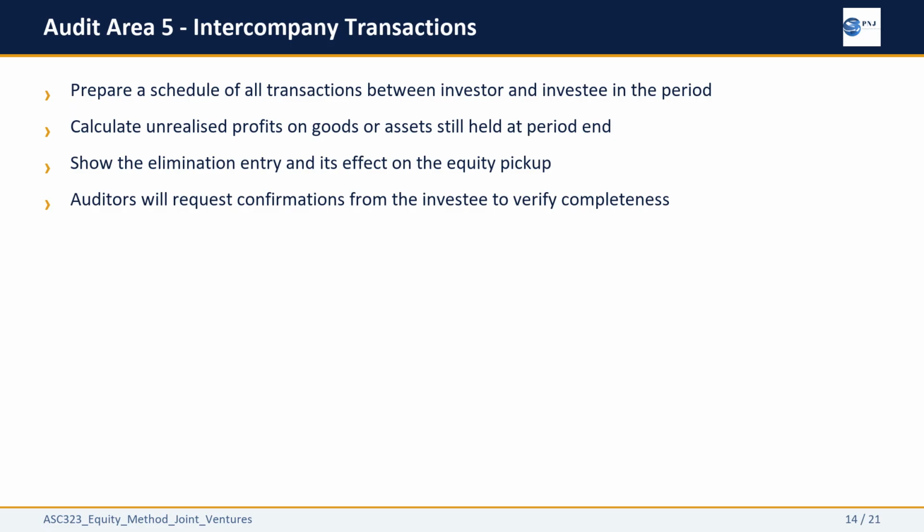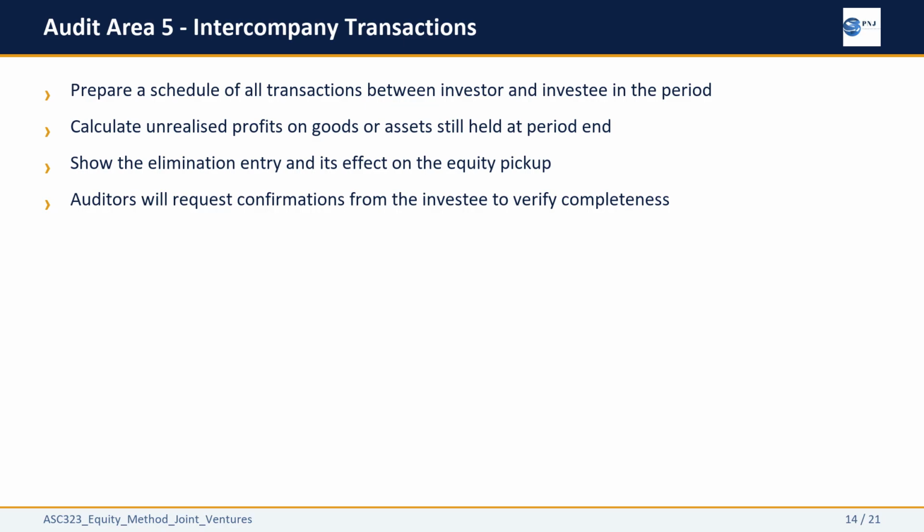The fifth audit area is intercompany transactions. Prepare a complete schedule of every transaction between the investor and the investee during the period: sales of goods, asset transfers, management fees, financing arrangements. For each transaction, assess whether unrealized profits exist at period end and calculate the elimination. Show how the elimination affects your equity pickup calculation. Auditors will frequently request direct confirmations from the investee to verify that your schedule is complete.